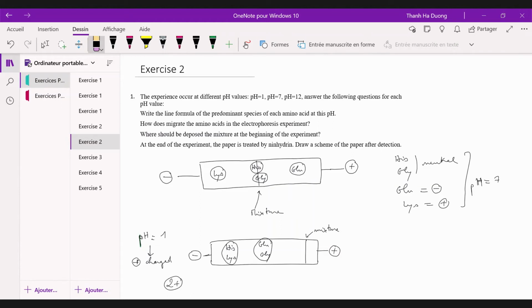And about at pH equals 7, we have neutral. So we put the mixture in the middle. Okay. In the middle, because the neutral amino acid stays in the middle, but lysine will go to the negatively charged electrode and glutamate to the positively charged electrode. Okay.